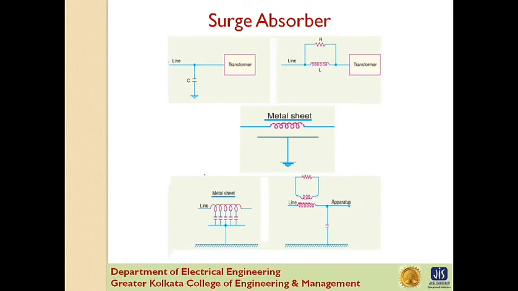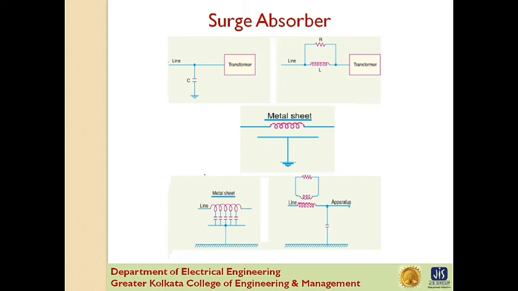Next is the surge absorber. The traveling wave set up on the transmission line by the surges may reach the terminal apparatus and cause damage to it. The amount of damage caused depends not only upon the amplitude of the surge but also upon the steepness of its wavefront. The steeper the wavefront of the surge, the more the damage caused to the equipment. In order to reduce the steepness of the wavefront of a surge, we generally use a surge absorber.